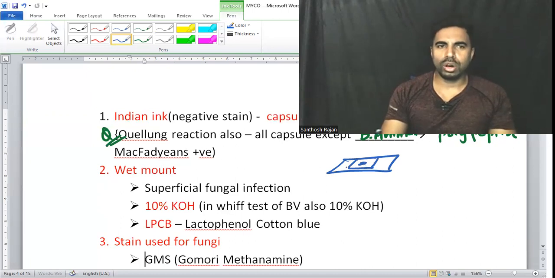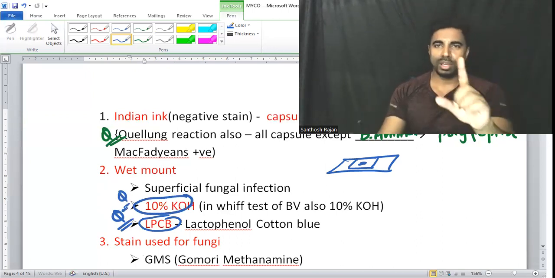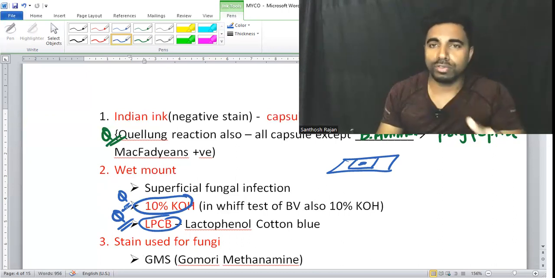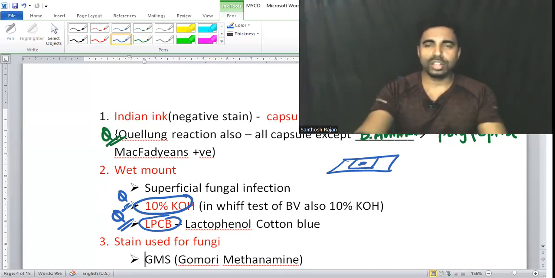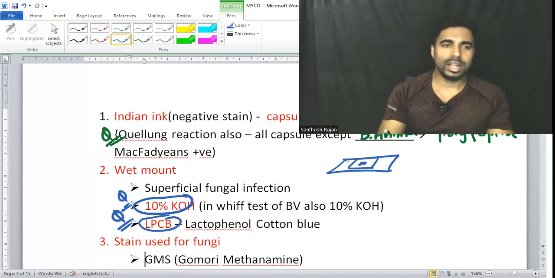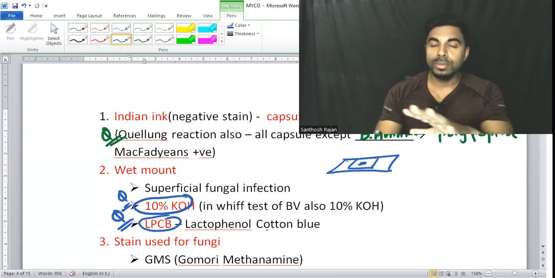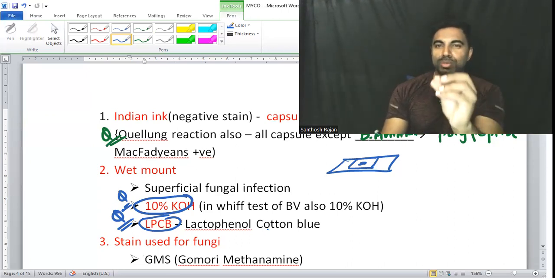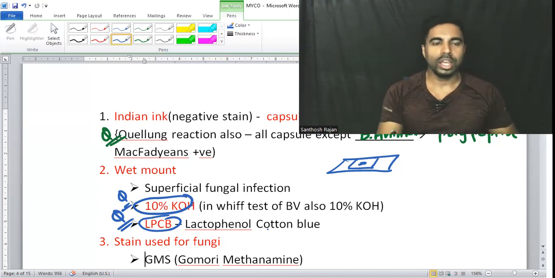You use either KOH or, most important, lactophenol cotton blue, which is very popular. 10% KOH is the commonly used one, and the other is lactophenol cotton blue. The fungal cells and everything become blue colored, so it will be easy to see under the microscope. That's what we call LPCB.